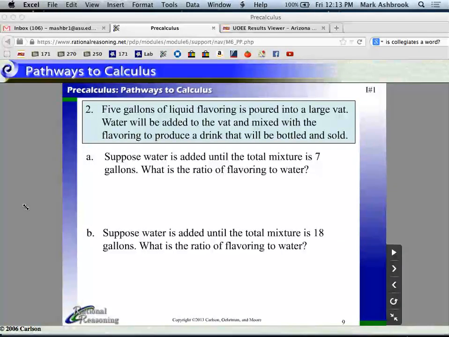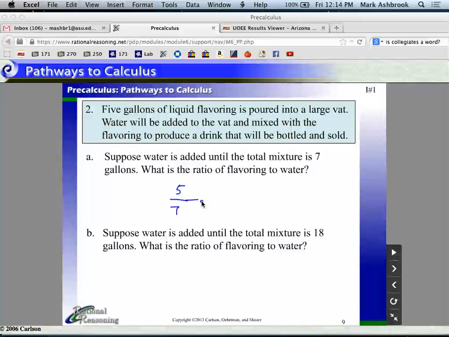Ratio: 7 gallons total. What's the ratio of flavoring to water? Michelle, you're up for part A. You're saying it should be 5 to 7. What do you think, Christian Kiefer, do you agree with that? Yes. Patrick, do you agree with that? No. Tell me. 7 is the total mixture.